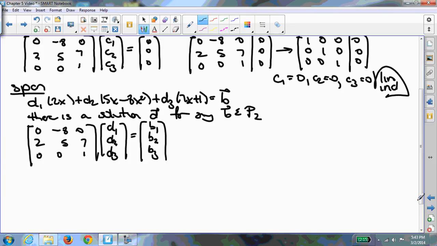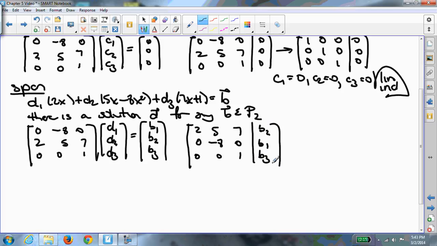Now this one I'm going to RREF as well. So I'm going to go ahead and start scrambling it. 2, 5, 7, 0, negative 8, 0, 0, 0, 1. And since I scrambled it, this becomes B2, B1, B3. This one I'm going to do by hand because of the letters there. So for example, you would take R2 and divide it by negative 8. And then you would do, for example, R1 minus 7 R3s.